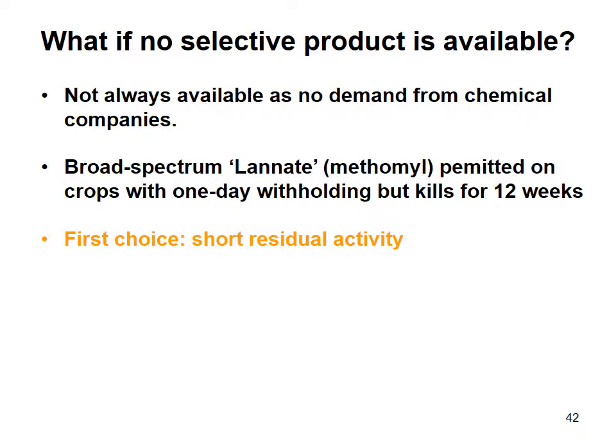Suitable selective products are not always available, as there's no demand from chemical companies. What about the broad spectrum Lannate, which is permitted on crops with only a 1-day withholding period? But the problem is it kills for 12 weeks. So the registration of products and their withholding periods are not a reliable guide as to their usefulness in IPM strategies. First choice should be to always look for pesticides that have a short residual activity. So even if all beneficials are killed, at least they won't impact on the newly arrived beneficials.